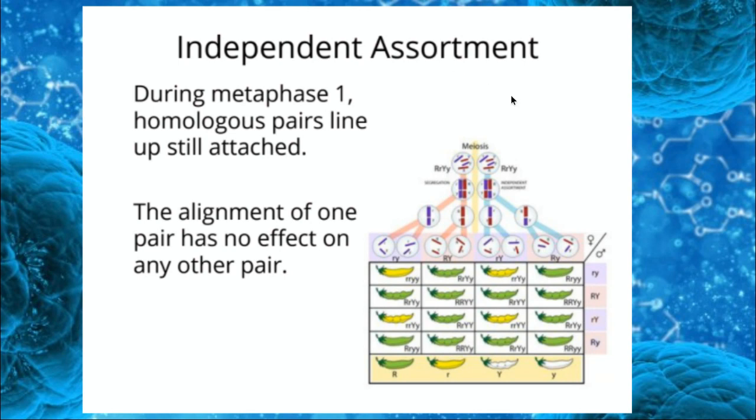During metaphase 1, the homologous pairs line up at the plate. They're still attached to their sister chromatids. But the way they line up is random. The alignment of one pair has no effect on any other pair. They're all independent of one another. And what that means is that as they separate and go through meiosis 2 and then form the gametes, you end up with a myriad of different combinations of chromosomes that are together.